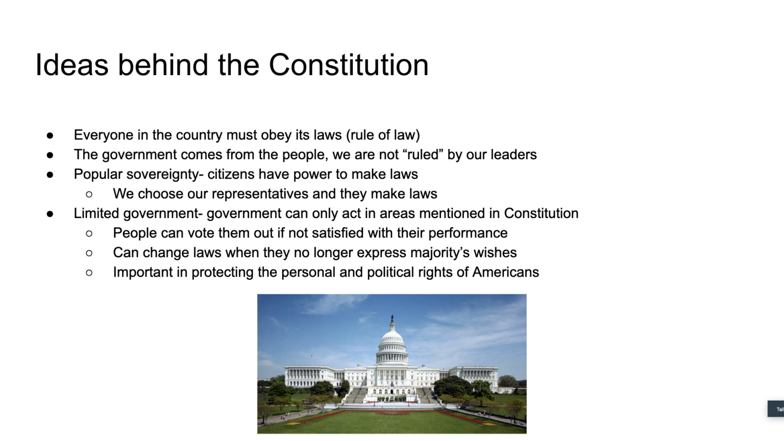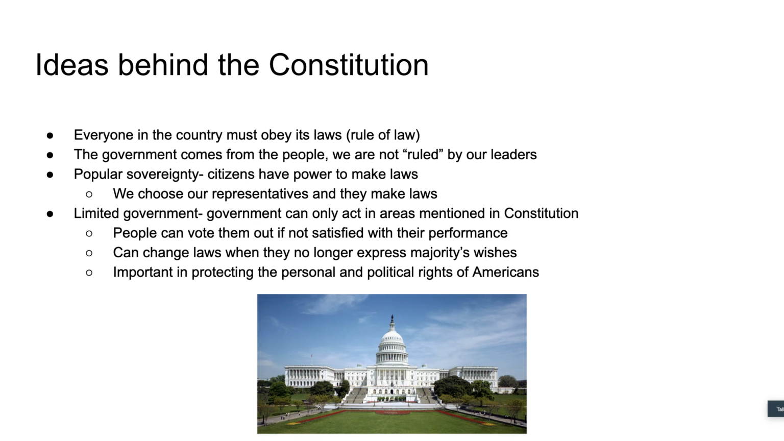So first thing, let's talk a little bit about the ideas behind the Constitution and what our government is shaped to be. Because this document is public and accessible for everyone to see, there is an expectation that everyone in this country, whether you are a regular citizen or a person in power serving as a government official, no matter who you are, must obey the laws that the Constitution has written. And this idea is known as the rule of law.